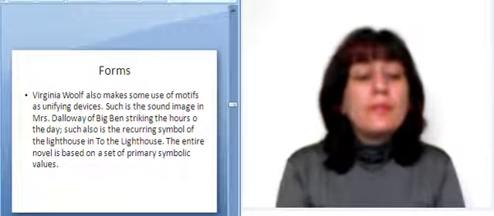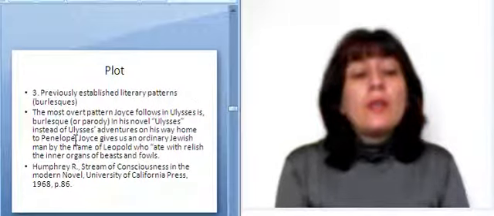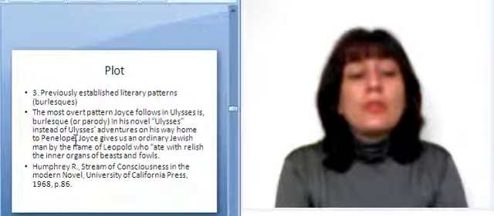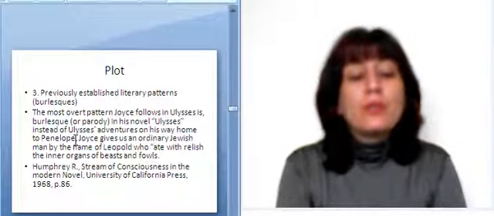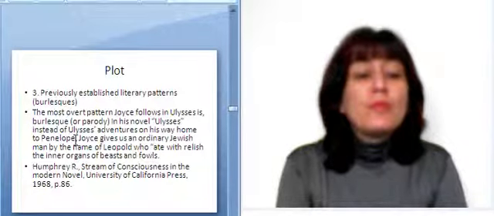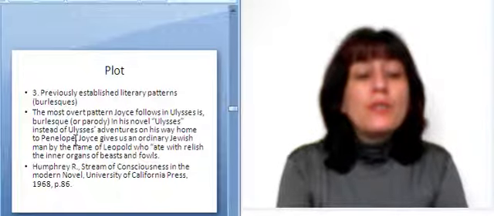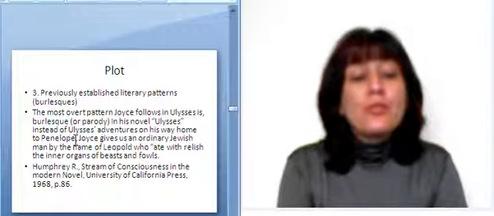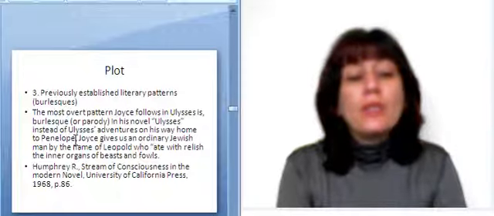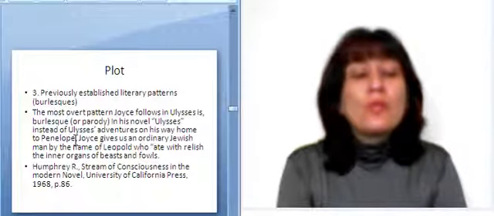Previously established literary patterns, burlesques. The most overt pattern Joyce follows in Ulysses is burlesque or parody. In his novel Ulysses, instead of Ulysses' adventures on his way home to Penelope, Joyce gives us an ordinary Jewish man by the name of Leopold, who ate with relish the inner organs of beasts and fowls.